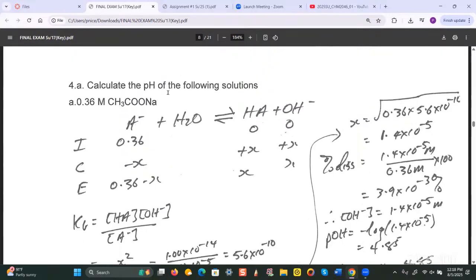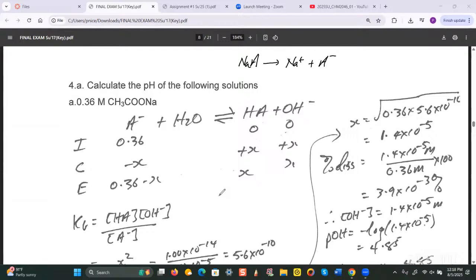The question is asking for you to calculate the pH of the following solutions, and the first one is 0.36 m sodium acetate. That's what this is, right? So again, in terms of solving the problem, the formula itself is not important, right? So I'm just using A minus to represent the conjugate base, because what's going to happen is that the sodium acetate is going to undergo dissociation, right? So NaA will undergo dissociation to form Na plus and A minus. And that dissociation is going to be complete.